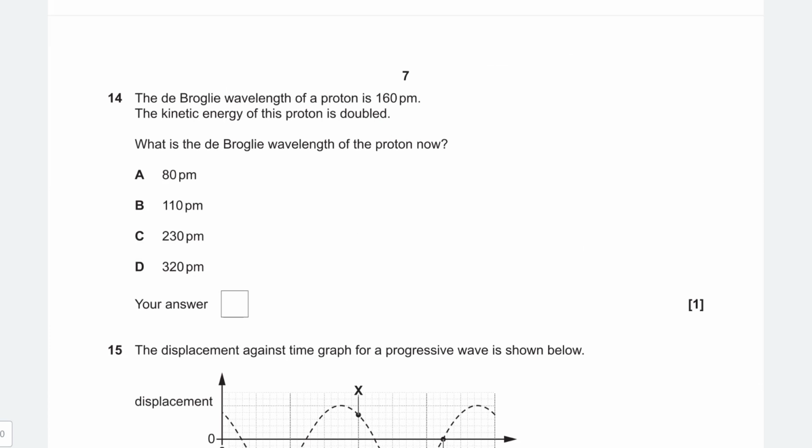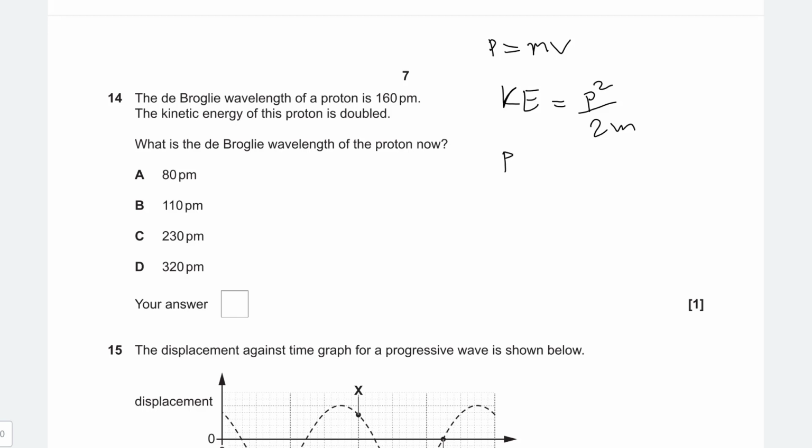Question 14. The de Broglie wavelength of a proton is 160 picometers. The kinetic energy of the proton is doubled. What is the de Broglie wavelength of the proton now? There is a very useful formula that I remember, and you can derive it very quickly: the kinetic energy, half mv squared, is actually just p squared over 2m, where p is the momentum, which is mass times velocity. Very, very useful formula. So kinetic energy is p squared over 2m.